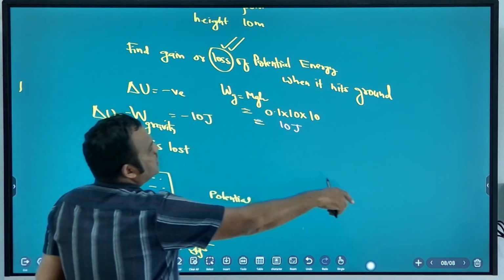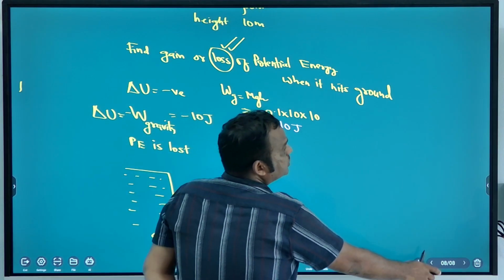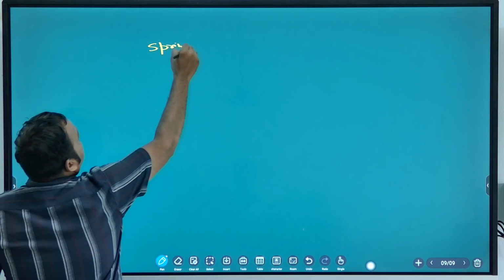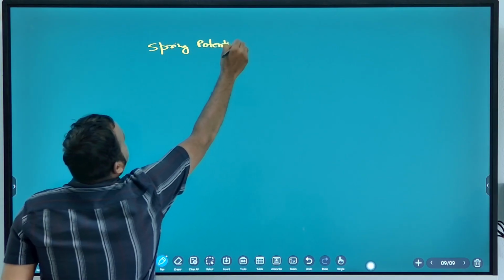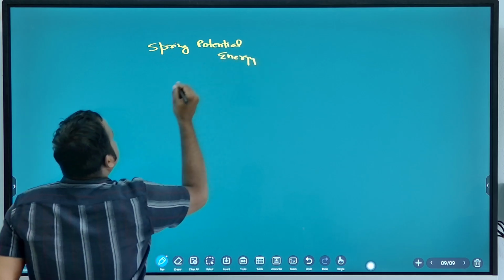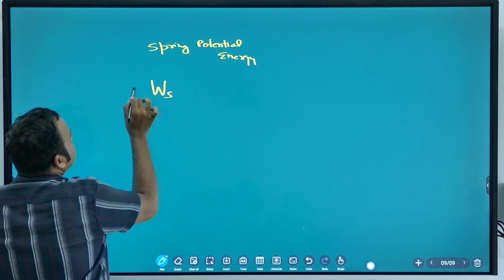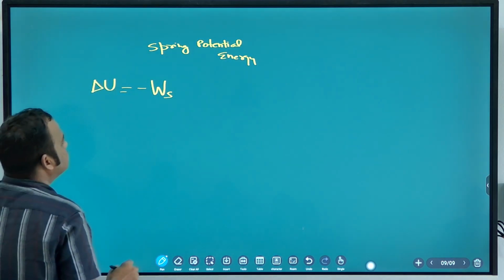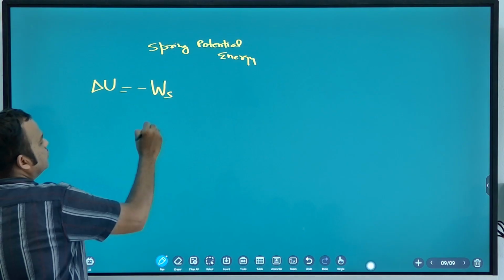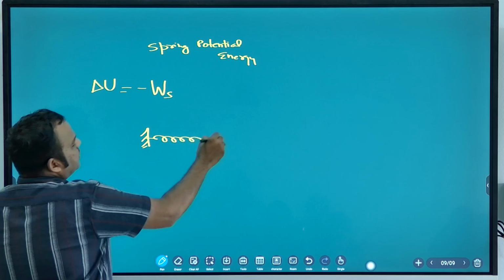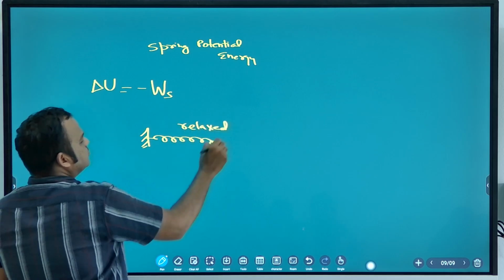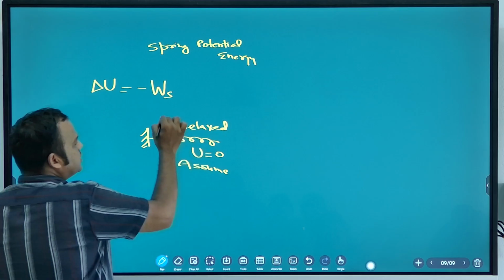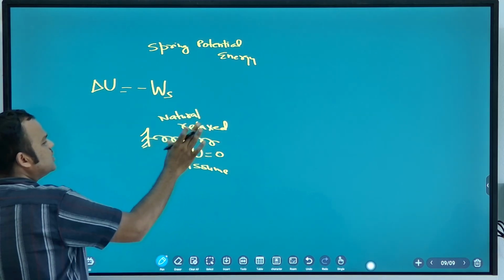Okay, let's start spring. Again, let's come back to spring. Just 5 more minutes. For spring potential energy, how will you find the formula? Work done by spring, minus of this, is equal to change in potential energy. When the spring is relaxed, what is the potential energy? 0. We assume when the spring is in its natural state, it is relaxed, it will not do anything.